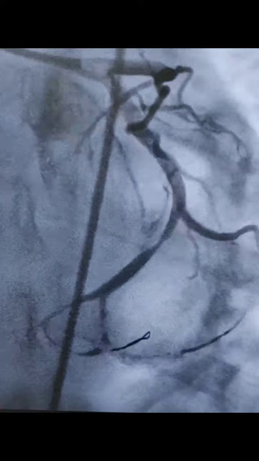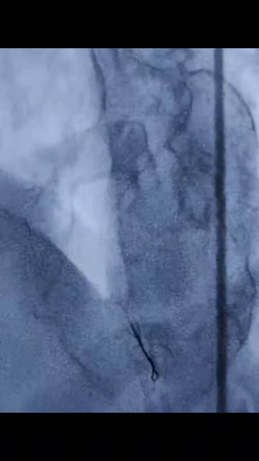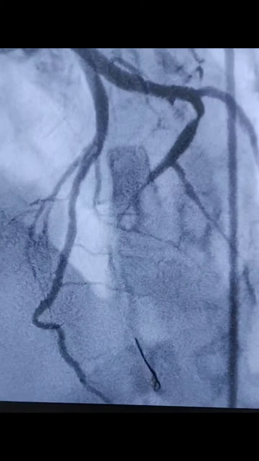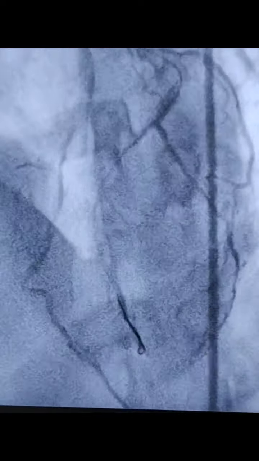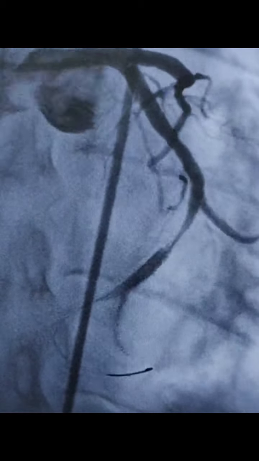So you can see this distal LCX got opened, and this is a cranial view. We can see the wire is in the distal LCX, which was invisible before because of the stump in the LCX. You can see it now. After balloon dilatation and thrombosuction, the distal LCX got nicely opened. Let's see the other view. So the LCX nicely opened up.